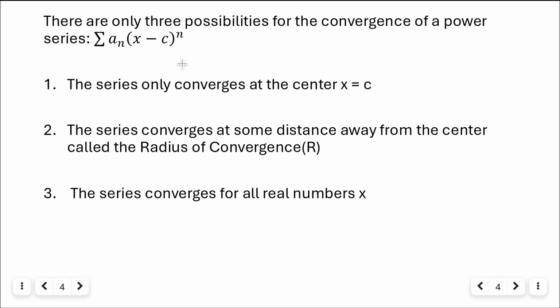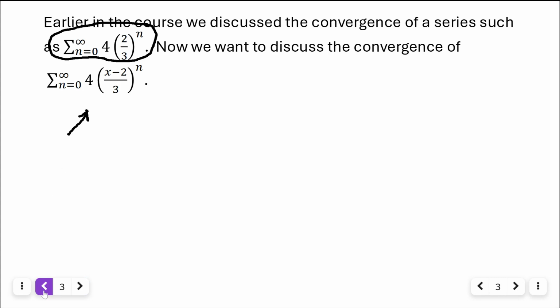Case 2, the series converges at some distance away from the center, called the radius of convergence. All right, and we're going to see what that means in just a minute. Okay, it's pretty easy to understand, I think, once you understand the center of a series. And case 3, the series converges for any value x, meaning no matter what value of x you plug in here, the series would converge. All right, oh, that's the wrong way. Let's go back here for a minute.